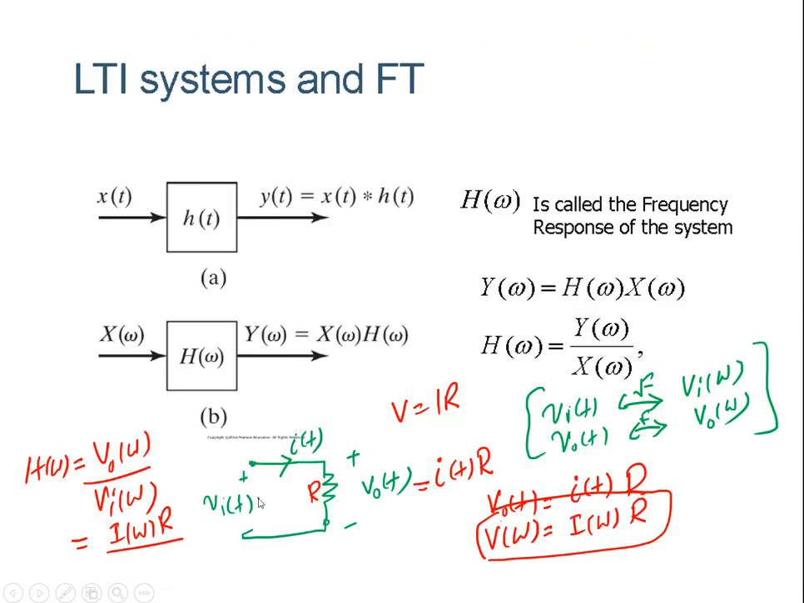Input for this circuit, whatever you are getting at the input side, you are getting the same as the output. So basically here input and output are the same. So input is also I of omega into R. So these are cancelled and your transfer function is 1. So for this circuit, your transfer function will be 1.